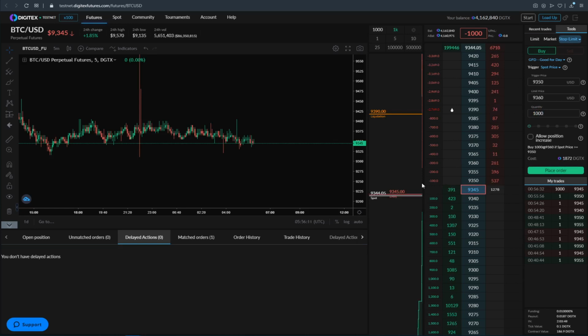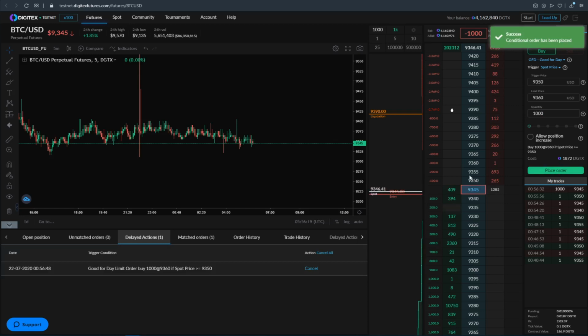93.50 is when I want it to trigger. When the spot price hits 93.50, I wanted to put my limit buy right here at 93.60, which is what I have. So I'm essentially setting how much I'm willing to slip, and so my order will stay, it'll go right here and try to get filled.